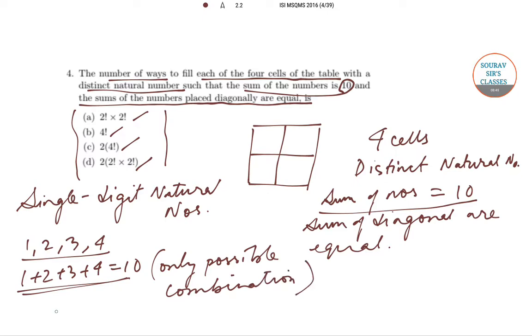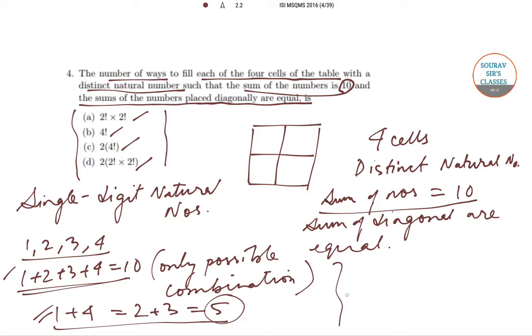Also, if we take the sum of 1 plus 4 and 2 plus 3, both are equal to 5. So if we take diagonal elements as 1 and 4 or 2 and 3, in that case their sum is equal to 5. So the conditions that the sum of the numbers is equal to 10 and the sum of the diagonal elements are also equal are satisfied. Both the conditions are satisfied.